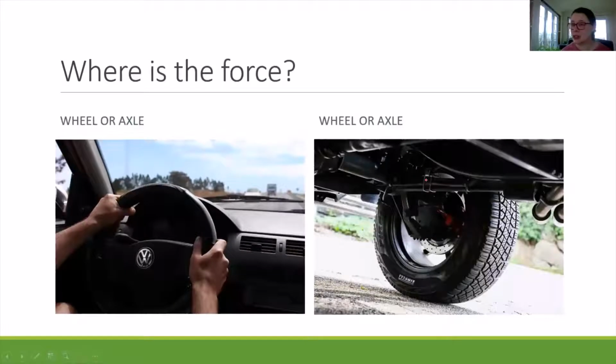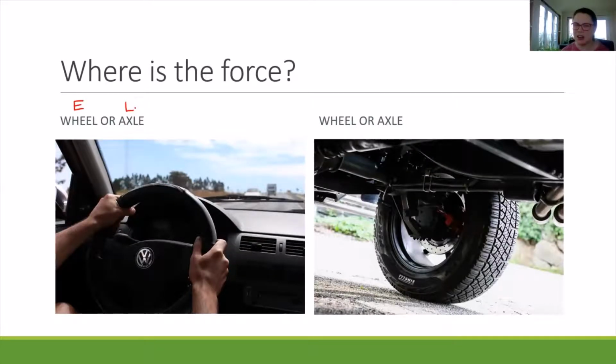So first question, where is the force? I think I gave you the answer for the first one already. We have somebody steering a car. Their hands are on the outside of the wheel. It's turning your steering column, which means the force, or the effort, must be on the wheel, and our load, or our resistance, is on the axle. I'm using the outside of the wheel to move that steering column.